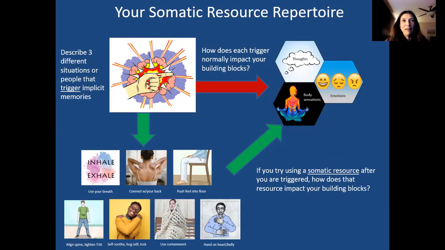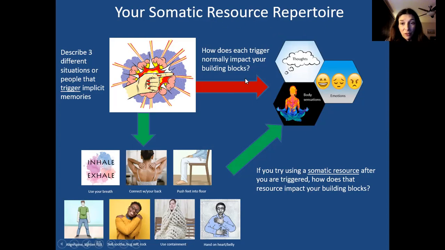Or every time I feel like I'm trapped and I can't get out, I feel a little anxious, right? If I'm in an elevator, if I'm in the middle of a row in a movie theater, I don't like that. I feel a little panicky, right? So why is that? Okay, so how does each trigger normally impact your building blocks?